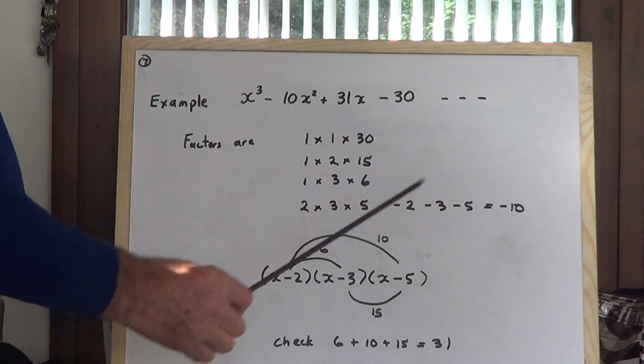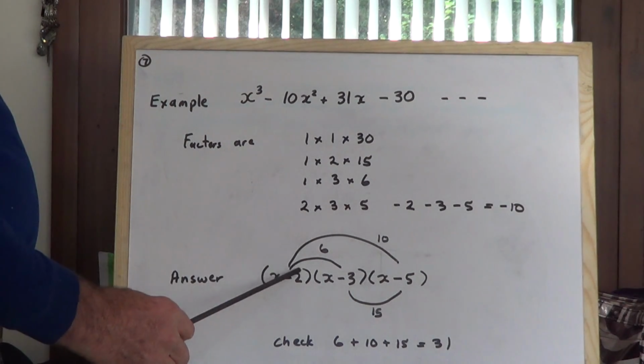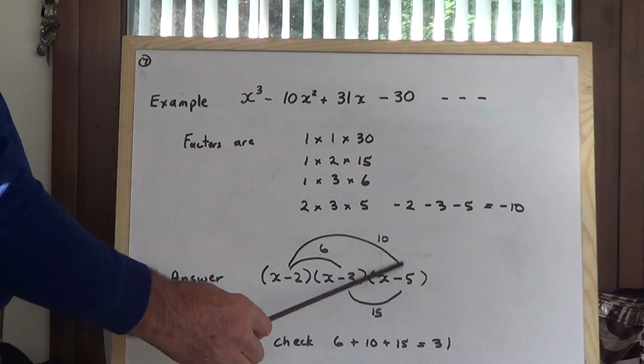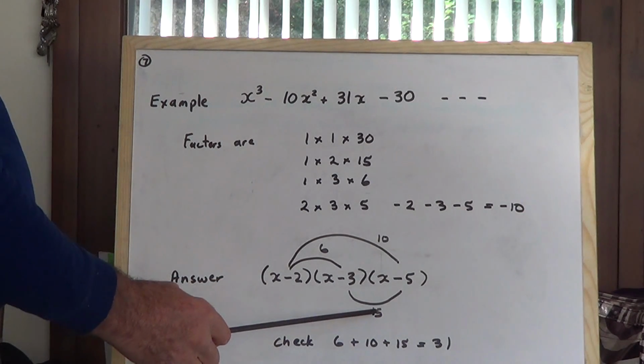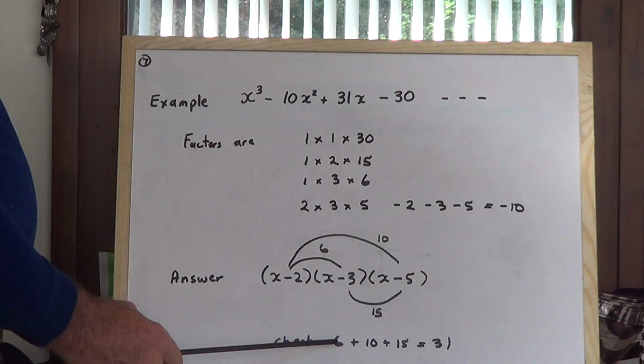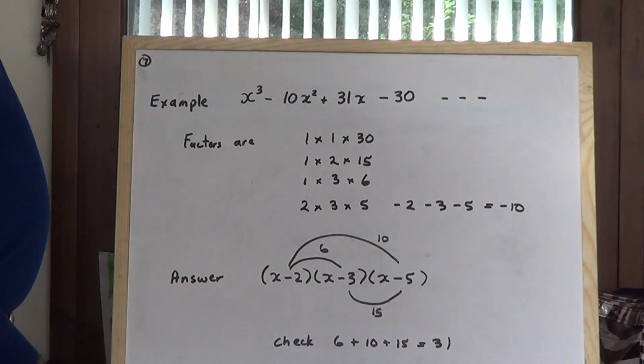Now we'll do the check on the 31. Negative 2 times negative 3 is positive 6. Negative 2 times negative 5 is positive 10. Negative 3 times negative 5 is positive 15. So if we add 6, 10 and 15 we get 31, and it's a match. So it's right.